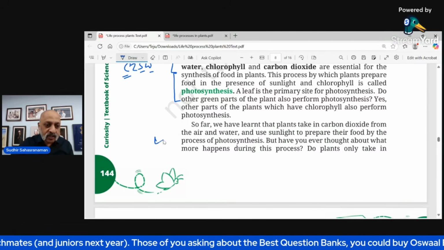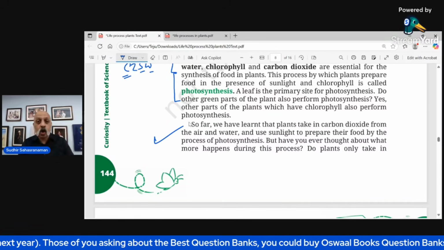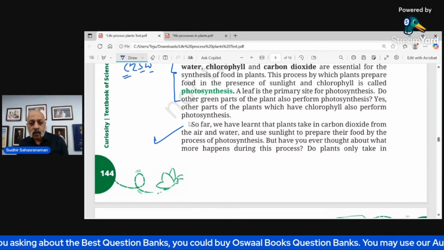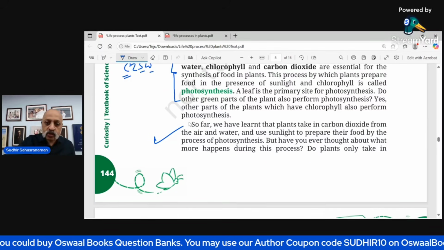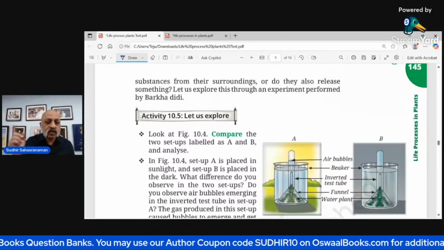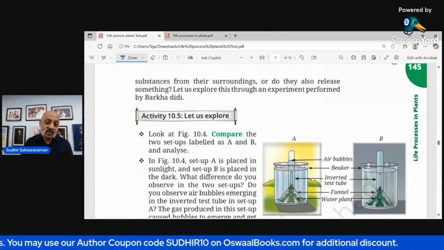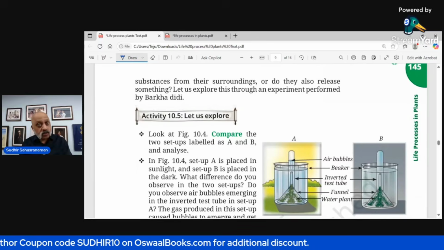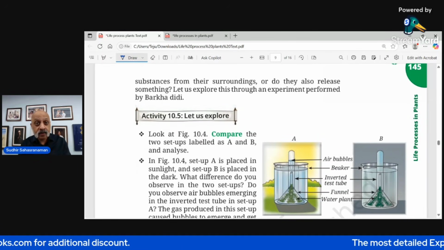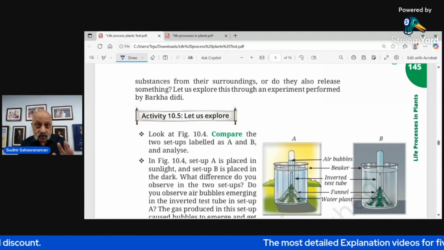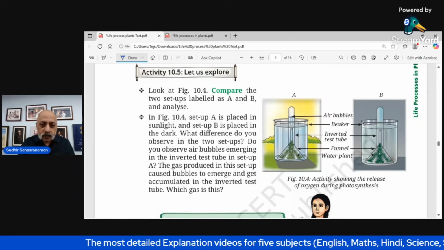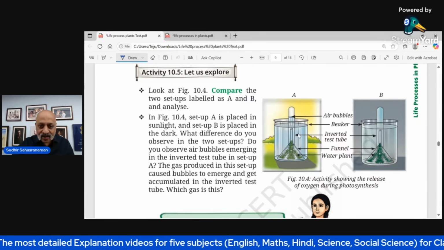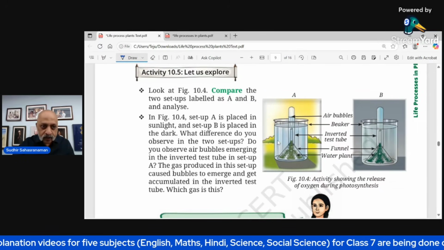I hope everything is clear till here. If yes, say yes, all clear. Now, have you ever thought about what more happens during this process? Do plants only take in substances from their surroundings, or do they also release something? You take in carbon dioxide, great, fine, good, very good, first class, wonderful, fantastic. Do you give something back too? That's also important. Let's now do another experiment. Now what you do is to take this kind of an instrument.